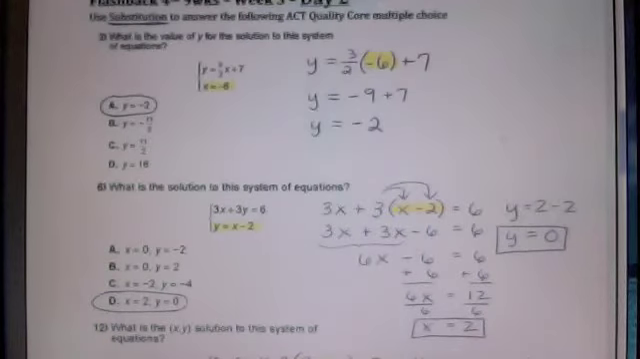Okay, boys and girls, let's go over your flashback for today. This is the fourth 9 weeks, week 3, day 2.